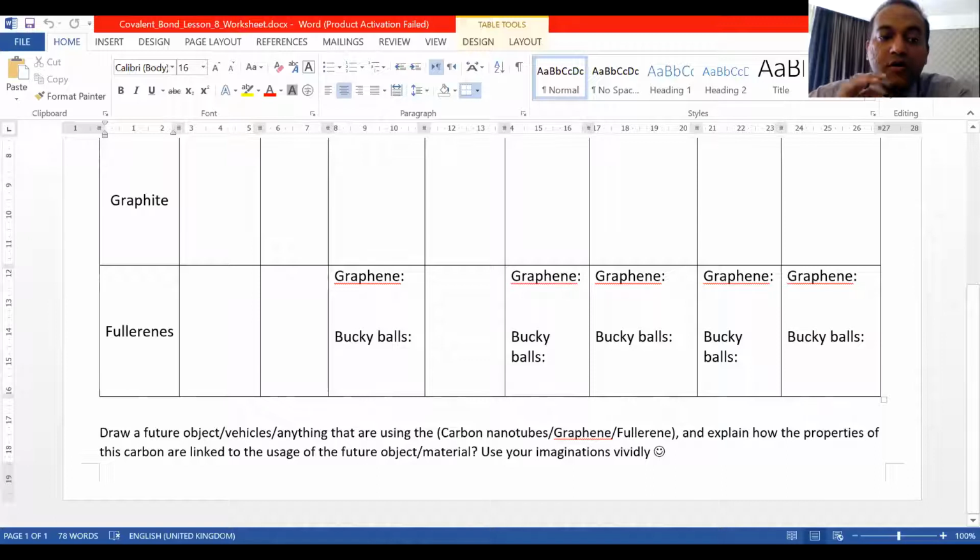My question at the bottom here is the only one that is basically problem-based learning. Draw a future object, a vehicle, anything that uses carbon nanotube, graphene, or fullerene, and explain how the properties of this carbon are linked to the usage of the future object or the material. Use your imagination vividly. This is a very small introduction for the students. For this question, they really need to think, find some information, and use their creativity. This is for the lower grade. I basically just want to introduce this concept to them.